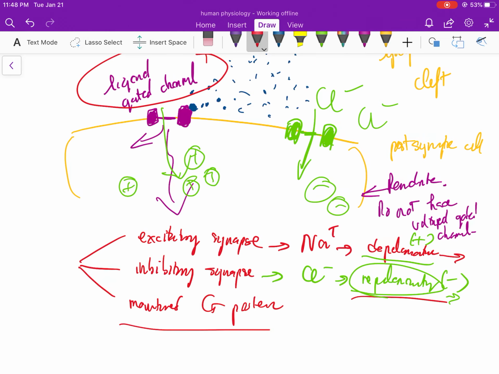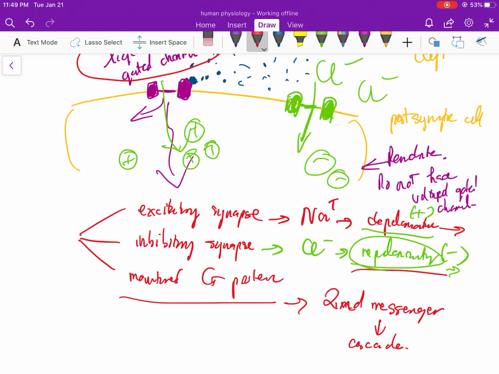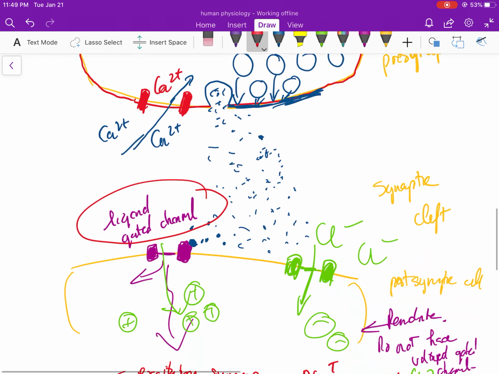Another synapse that is mediated by G protein is that when we have G protein, it would generate the second messenger. It would generate the second messenger, and that's what causes all the cascade, and then we will have all the later information that would translate later. Okay, so those are the three types of synapse, and that's how synapses work.